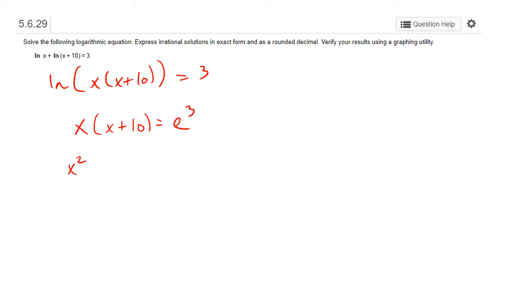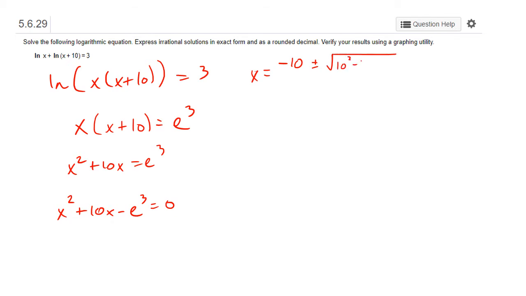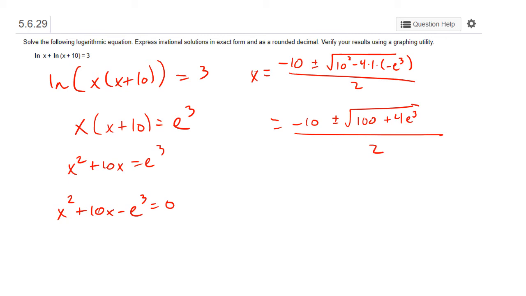So if I expand this out on the left, we get x squared plus 10x is equal to e cubed. I subtract the constant number e cubed. And now we have a quadratic that I really have no chance of factoring without the quadratic formula. So using the quadratic formula, we get x is equal to negative 10 plus or minus the square root of 10 squared minus 4 times 1 times negative e cubed all over 2. In other words, negative 10 plus or minus the square root of 100 plus 4e cubed all over 2.